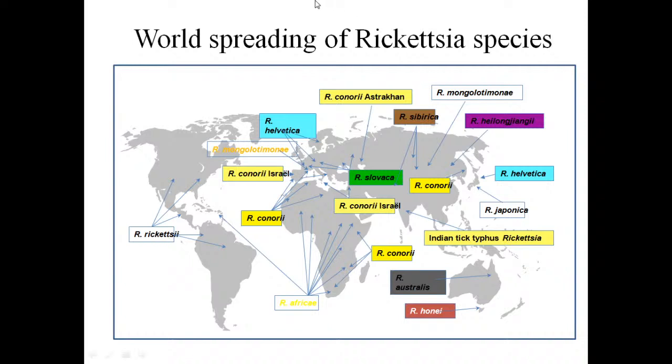And you can see the world spread of Rickettsia species that are transmitted by these ticks. For example, if we talk about India, it is transmitted by Indian tick typhus Rickettsia. If we talk about Russia, for example, there are some species. If we talk about other Asian countries, like Egypt or Iran, Iraq, their endemic species is Rickettsia conorii Israel, which may be transmitted by ticks.